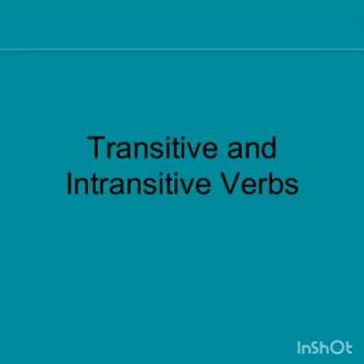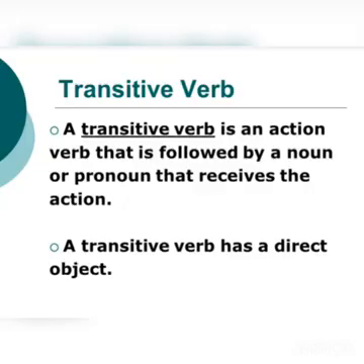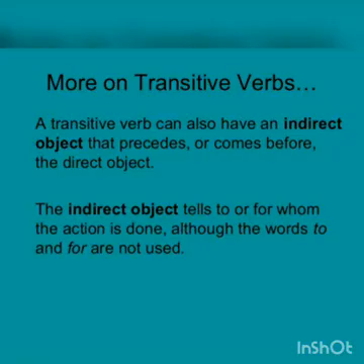Let us now study the kinds of verbs. The kinds of verbs are transitive verbs, intransitive verbs, and incomplete verbs. The transitive verb is an action verb that is followed by a noun or pronoun that receives the action. A transitive verb has a direct object. A verb which requires an object to complete its meaning is called a transitive verb.